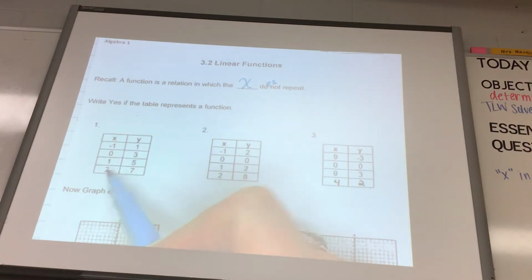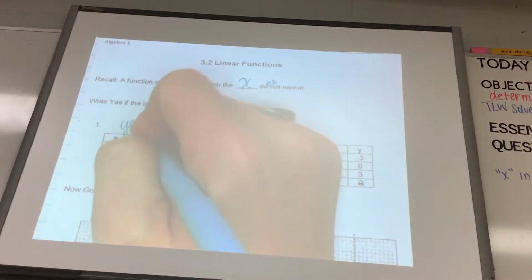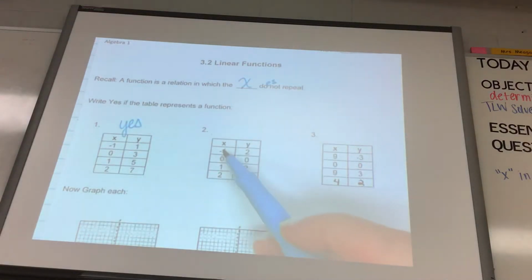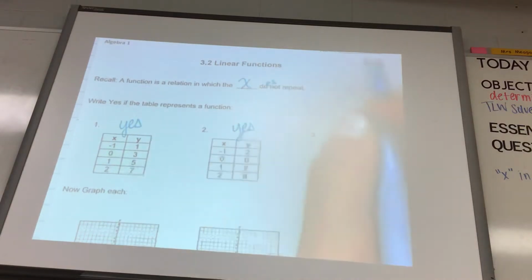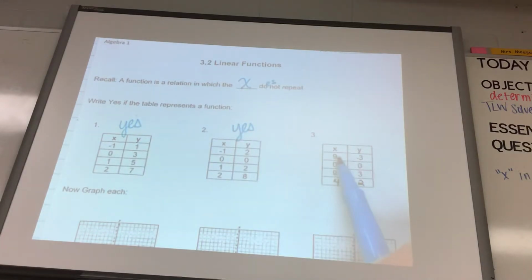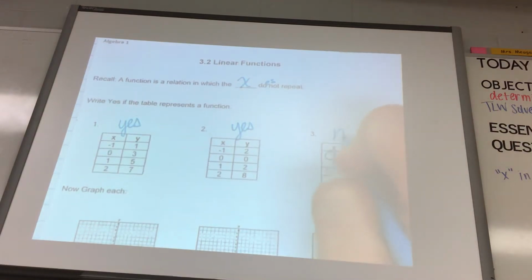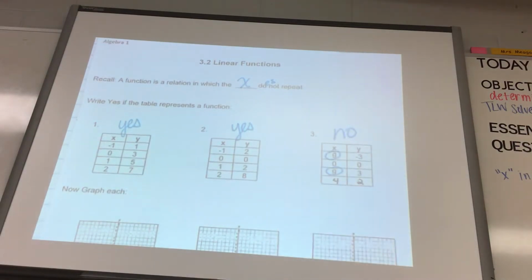Are there any repeaters here? No repeat x's. It is a function. Do we have any repeat x's? Yes, we do. We have 2 9s. So this is a no. It is not a function. So notice here where we had 2 y's, those don't matter. It's only the x's that cannot repeat. All right?